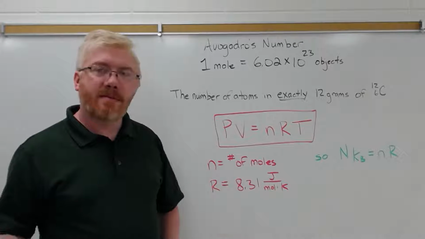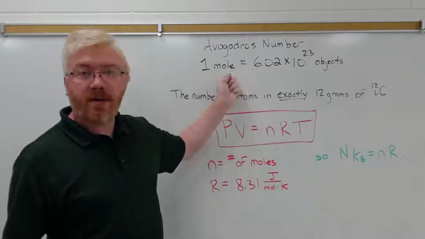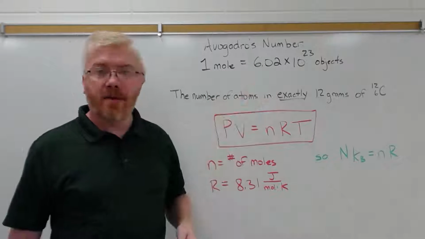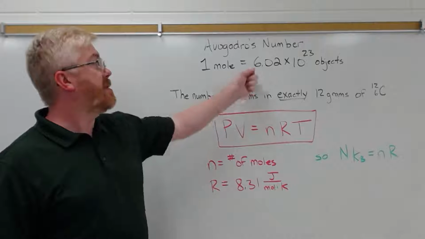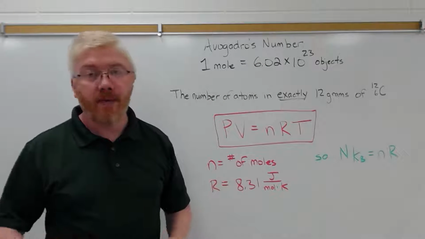And of course, once you figure out the number of moles, if you want the number of molecules, just use this conversion factor. 1 mole is this many molecules. So if you have 1 mole of a substance, you have 6.02 times 10 to the 23 molecules or atoms of that substance.